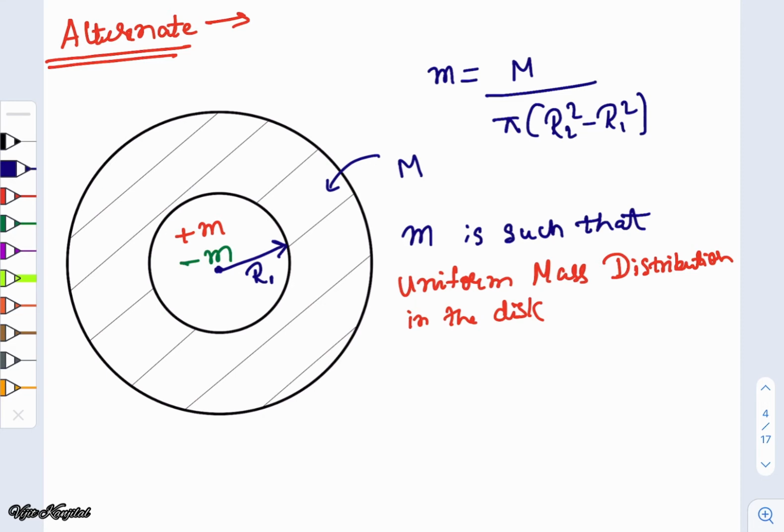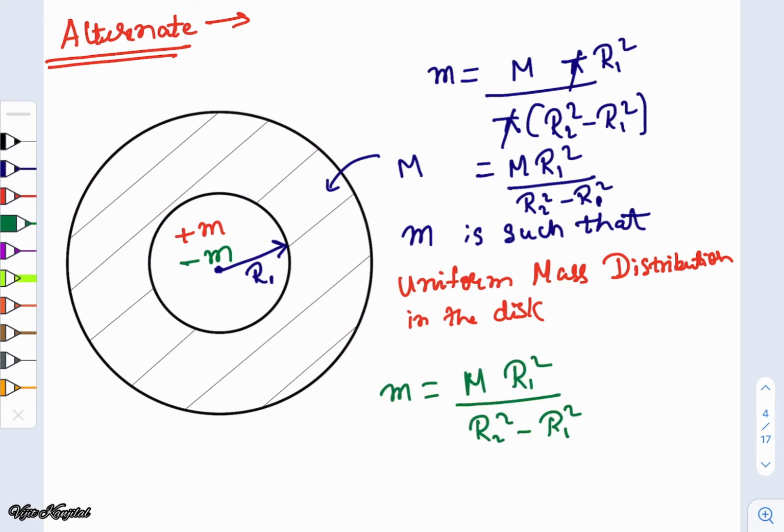So what is the area of this circle? It is simply pi r1 square. So what do we get? Small m is m r1 square by r2 square minus r1 square. So how do we calculate the moment of inertia of this particular lamina? First, we are going to assume that we have got a disk of radius r2 where there is no hole and it has got uniform mass distribution.